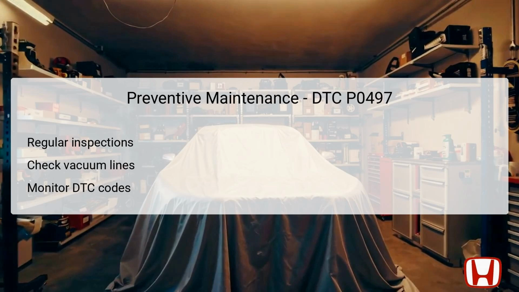Regular inspections should be made a part of routine vehicle care, focusing specifically on the EVAP system. Checking vacuum lines periodically for cracks or blockages can preemptively address issues before they escalate. It's also wise to monitor for any new DTC codes that could indicate troubles in other related systems. Keeping all components clean and well-maintained will help ensure your vehicle's emission system is functioning correctly. Establishing a maintenance schedule focusing on these aspects is essential to long-term vehicle performance and adherence to emission regulations.